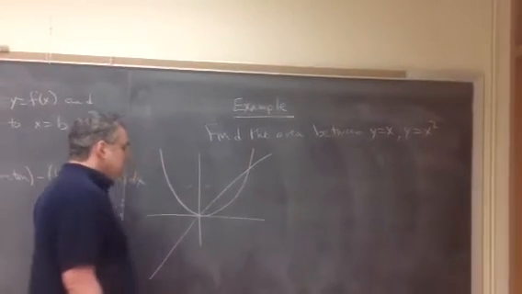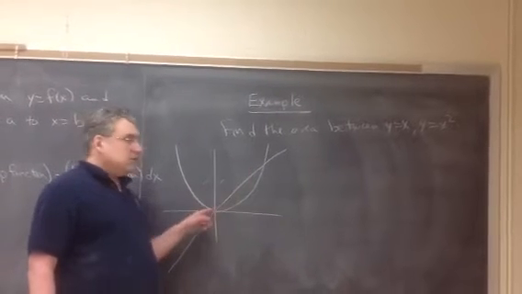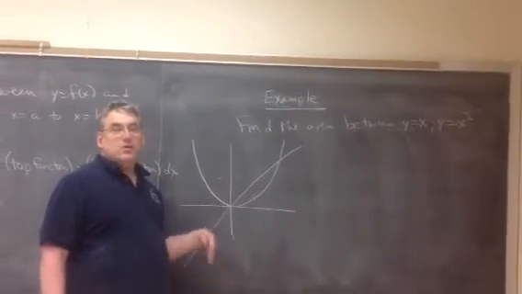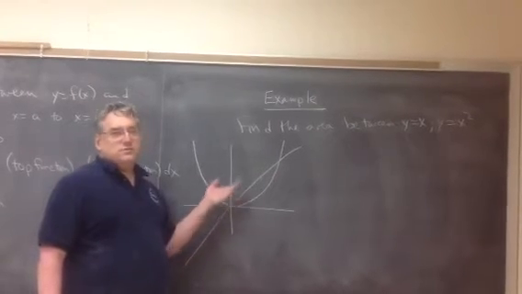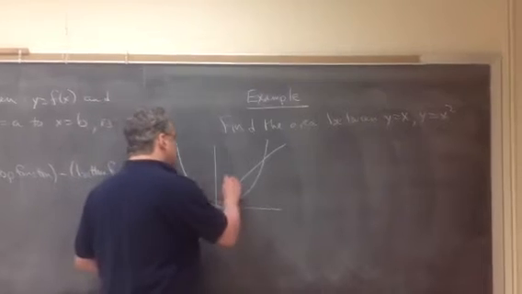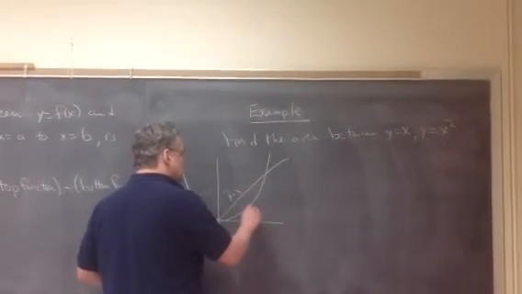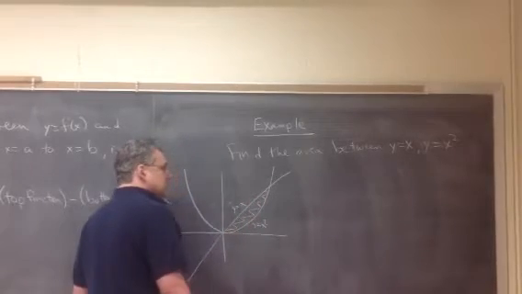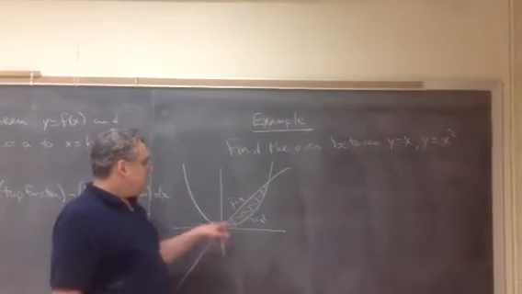To notice now that there are only two places they intersect. Hopefully you can guess what they are. It's 0 and 1. We're going to show how to find them first, of course, before we just assume it's 0 and 1. But it should also tell you that y equals x is the top. y equals x squared is the bottom. We want this area. So first off, how do we find a and b?